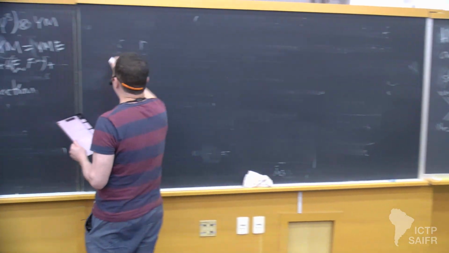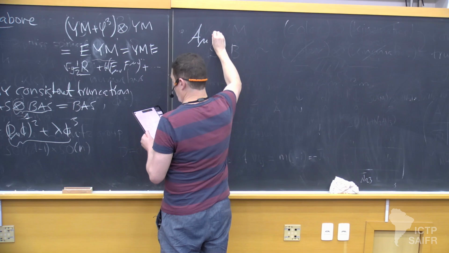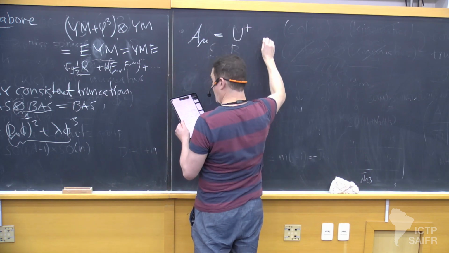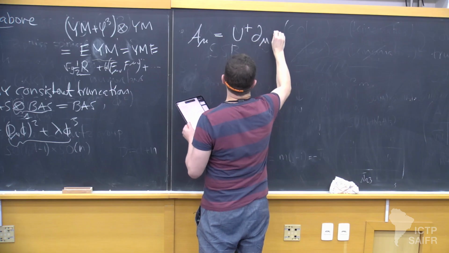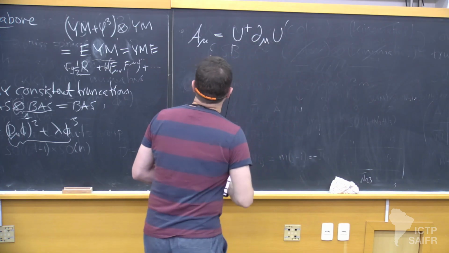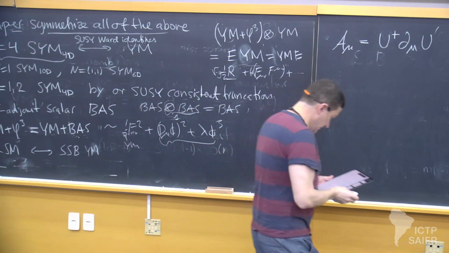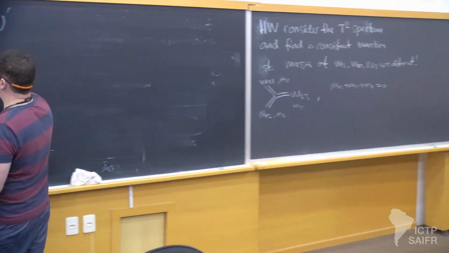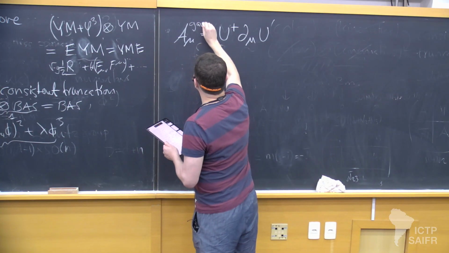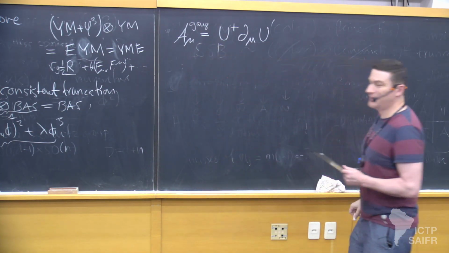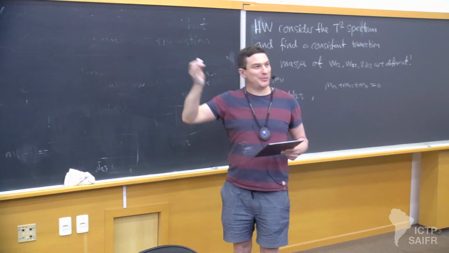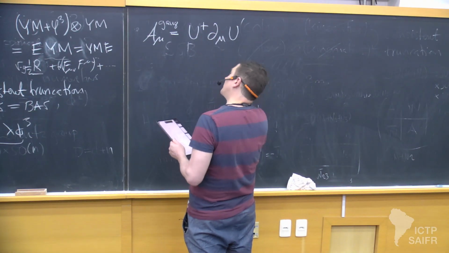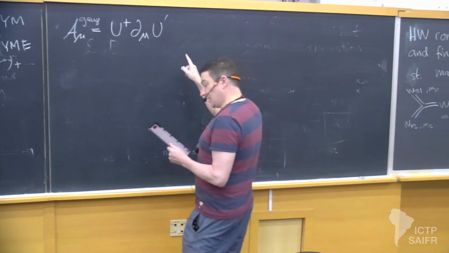So essentially, let's consider this gauge field, U dagger d mu U. Does anybody recognize that formula? That's a gauge transformation, right? So this is a pure gauge field. It's pure gauge, pure garbage. Or is that the right way to think? Yeah, I think it's the right way to think. But let's consider this field.